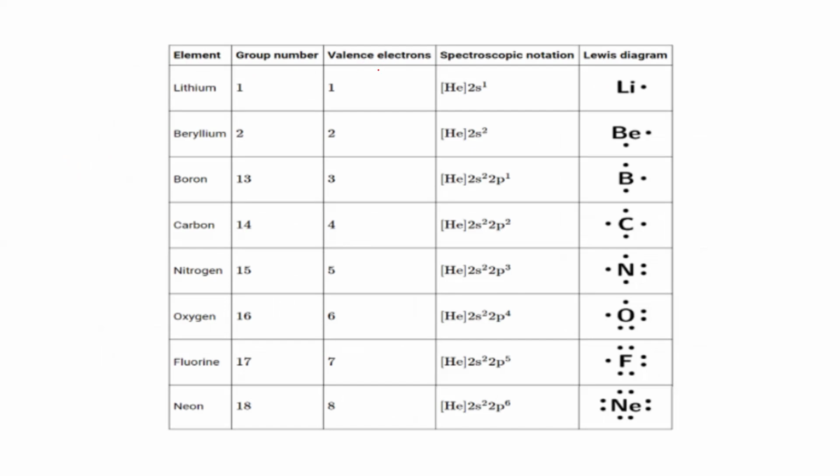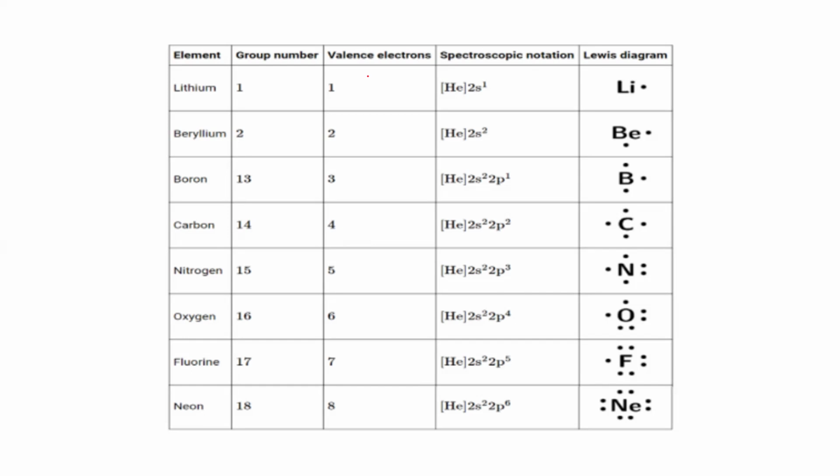So now what are valence electrons? Valence electrons, we say those are the outermost electrons. Valence electrons are the electrons that an atom needs to donate, or you can say are the electrons that an atom needs to accept.